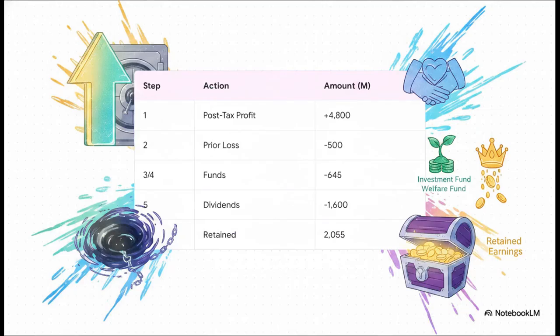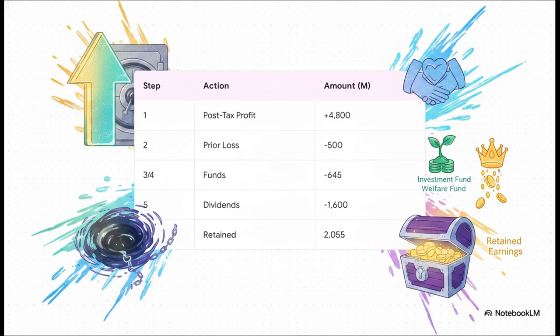Let's crunch the numbers for case study 3 so you can see this strict legal order in action. We start step 1 with a very healthy $4.8 billion in profit. Following our mandatory steps, we immediately subtract the $500 million prior loss. That leaves us with $4.3 billion.